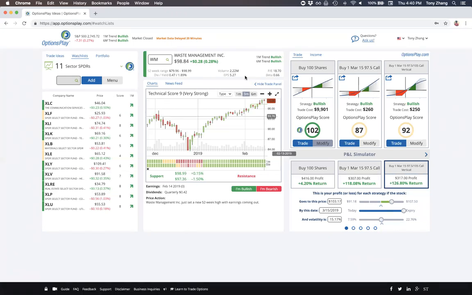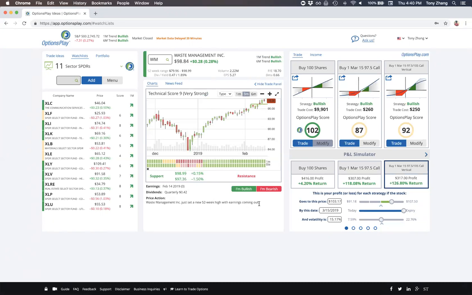The middle panel is our security analysis panel. That's where the 1 month and 6 month trend that we spoke about resides, as well as the technical score. And then everything that you need in terms of understanding how long the stock's been in that trend for, the next earnings date, dividend date, and price action. This is all designed to help you gain that directional edge.